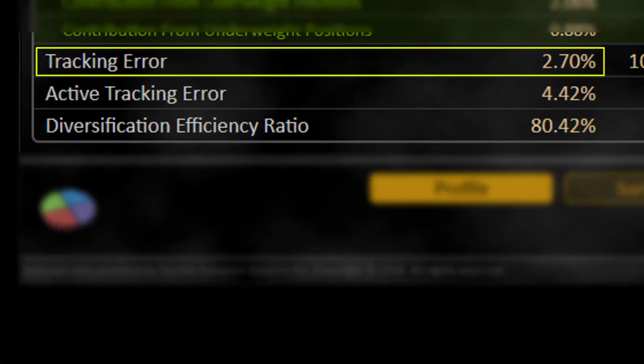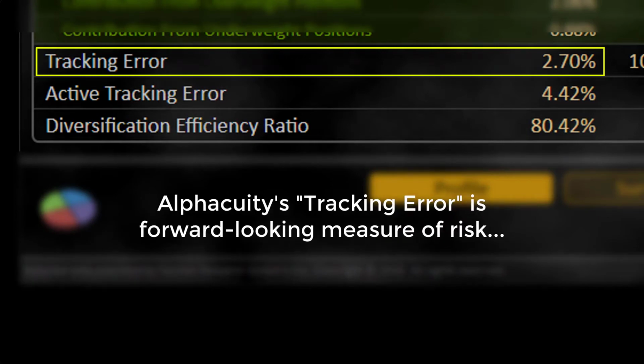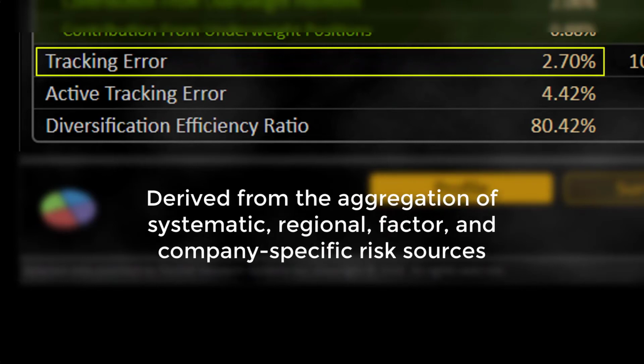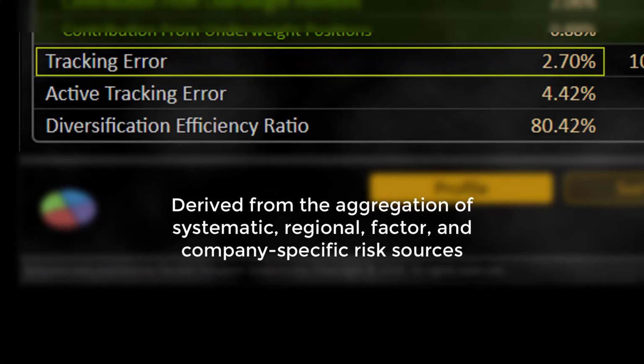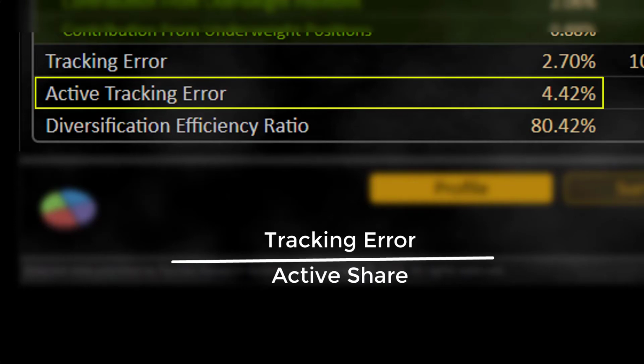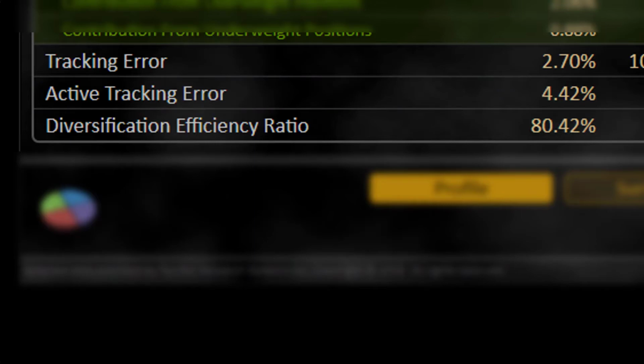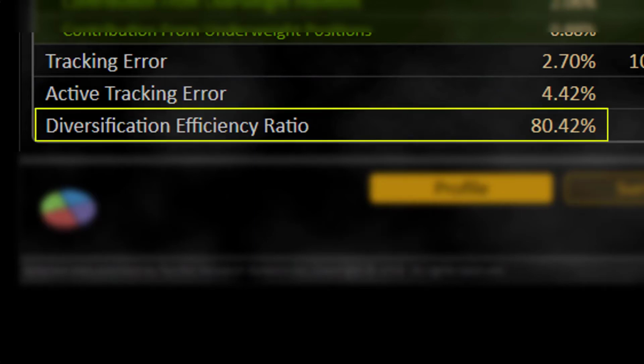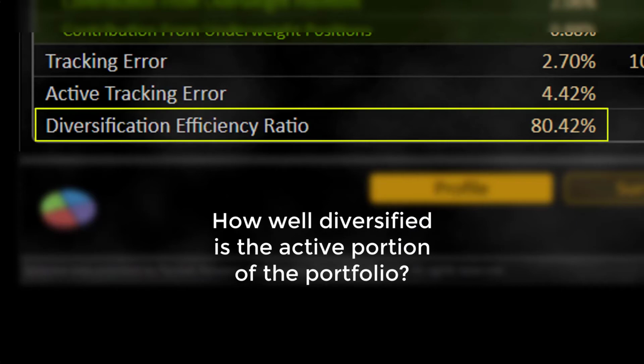Tracking error using the Alphacuity Risk Analyzer is a forward-looking or ex-ante measure of portfolio risk derived from the aggregation of systematic, regional, factor, and idiosyncratic sources of risk. Active tracking error is simply Alphacuity's measure of tracking error divided by active share. It is a comparable measure of risk across all levels of active share and a component of the diversification efficiency ratio.